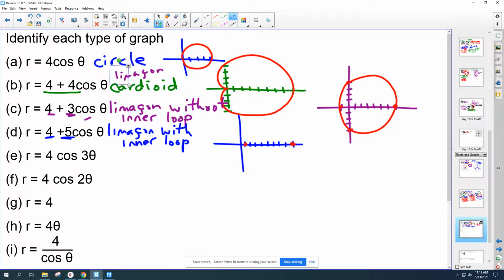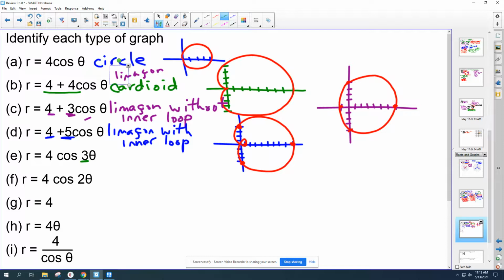That first number is 4. So 1, 2, 3, 4. 1, 2, 3, 4. You're going to have a limaçon with an inner loop oriented in the x direction. So again, try really hard to make it look circle-ish. We're just going to give it an inner loop right there. Next one.